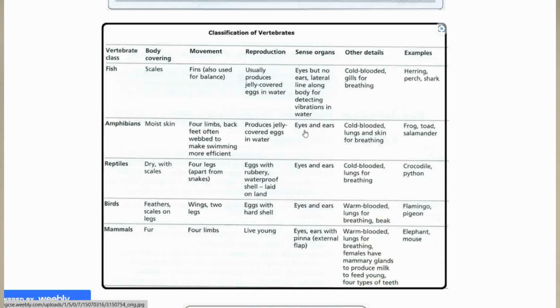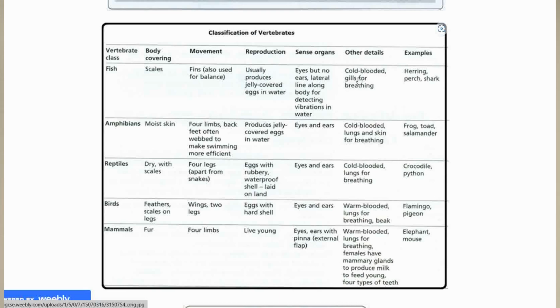And we have, for amphibians, their sense organs are the eyes and the ears. For reptiles, the eyes and the ears. The birds, eyes and ears as well. And then for mammals, they make use of their eyes and ears. In this case, for mammals, their ears also have the external pinna.